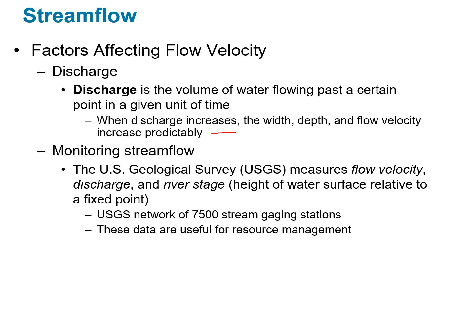And so this kind of information is important. We have an entire governmental agency that collects this information. It's the USGS, or U.S. Geological Survey. They measure flow velocity, discharge, and the river level, the height of the river stage, in more than 7,500 stream gauging stations across the United States. And they use this data for resource management, water management.